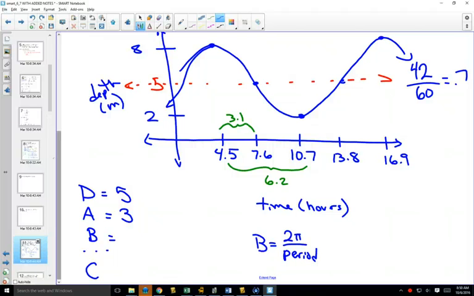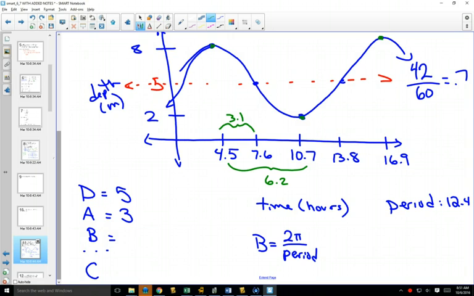So looking at our graph, can you see what our period is? 6.2 takes us from a maximum to a minimum. Can you see that that's half of our period? So our full period would be 12.4. Because if it's 6.2 from here to here, it would take another 6.2 to get back to that maximum to make one full period.